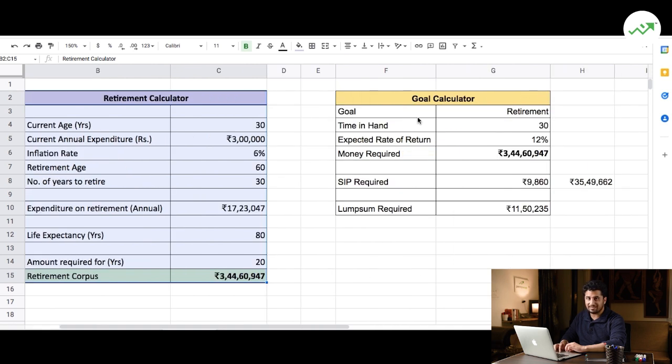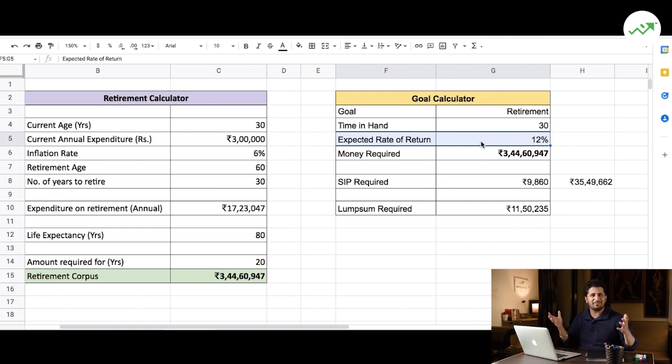Now you see you need a total of 3.5 crore rupees on your retirement. Let's go back to the goal calculator that we saw in the initial modules. Our goal is retirement. Time in hand is 30 years. And now that we know we can expect about 15% returns from index funds and mutual funds, we've been modest here again. We would assume 12% return. So you need to start investing 9,860 rupees from today to create 3.5 crore rupees of retirement corpus, assuming that you earn a 12% return. That's how you go about planning for your retirement. You know the number, you know how much you need to start investing now, and that's it.